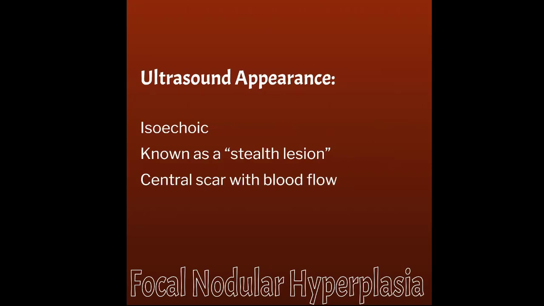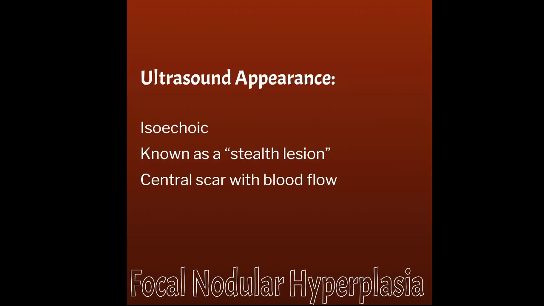On ultrasound, though, these can be kind of tricky to see. They are isoechoic, because remember, they're made up of all of the liver tissue, right? They're made up of everything a liver is made up of, but it's in a weird ball, so it ends up being the same echogenicity as liver. It's isoechoic to it. And so because of this, it's also known as a stealth lesion. They're really hard to see.